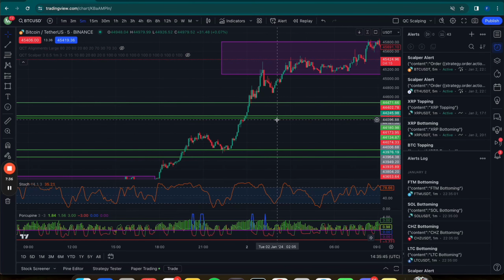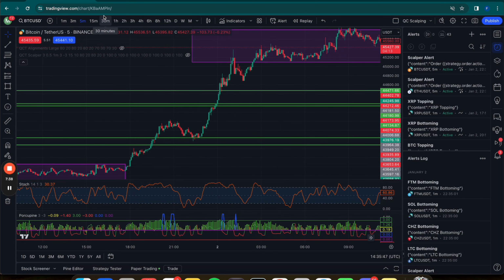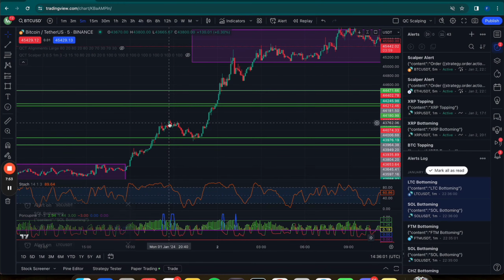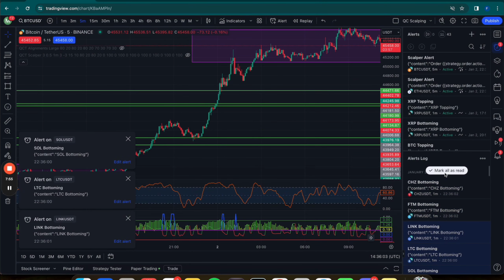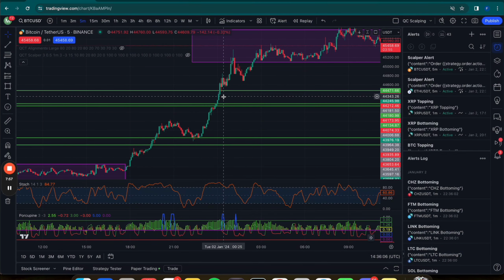And that's just because the stochastic is actually doing its job. It's telling us that at this point, when we topped out for the first time, we got close to the top of the range, which is exactly what a stochastic is supposed to do. However, the market is not a 5-minute time frame.